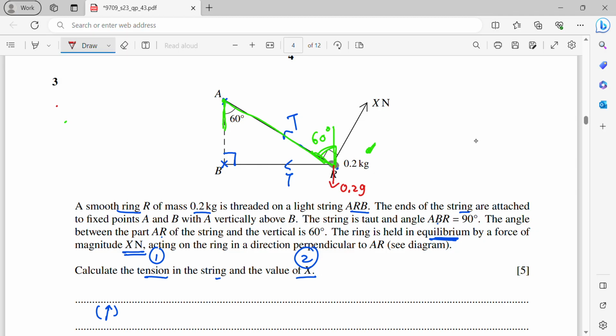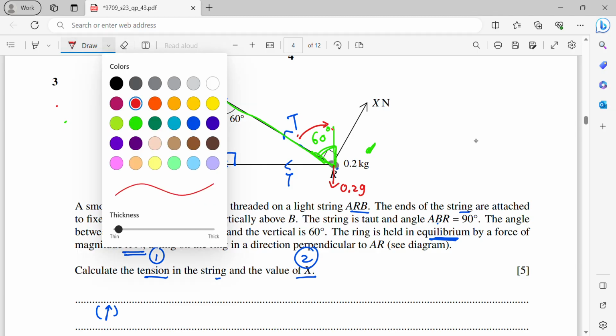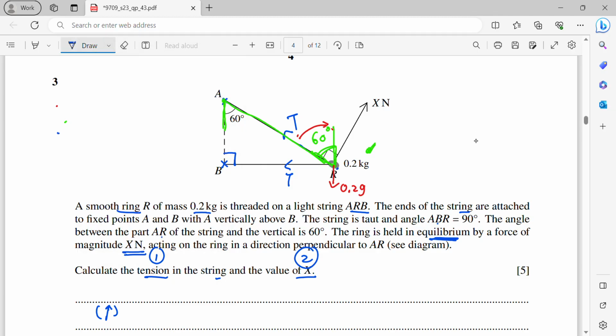So firstly, I will resolve vertically. I will resolve the T up, vertically. Then I will get T cos 60 degrees, because I'm using the angle 60 degrees.